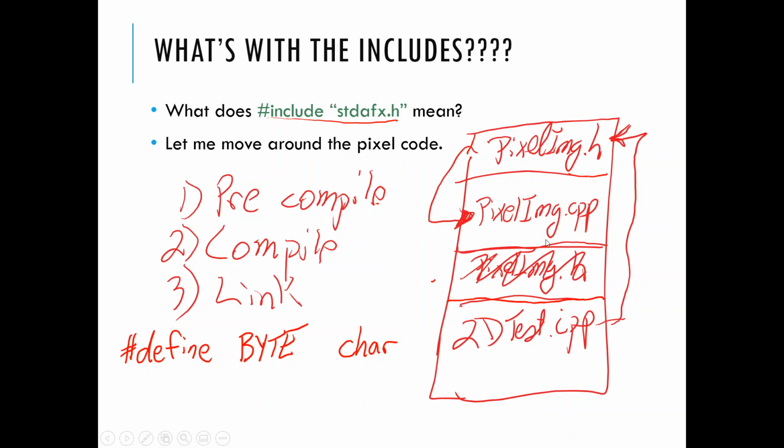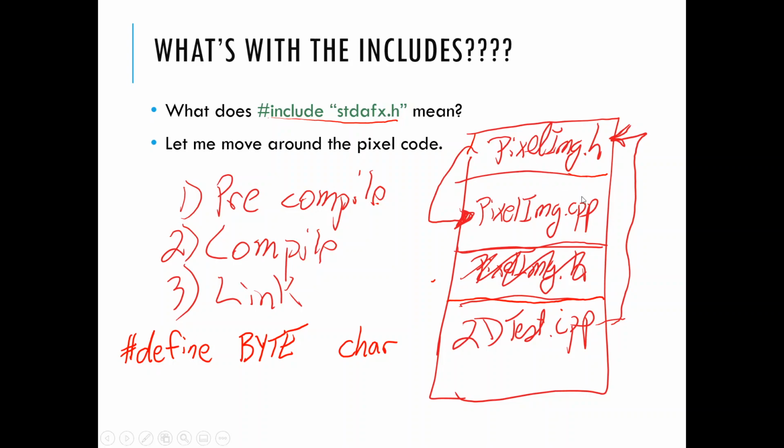What I don't want, and what I'm going to be producing at the very end, is one gigantic file with all my code in it. So if I include pixelimage.h here on top of pixelimage.cpp, and I also include it here on top of 2dtest.cpp, I'll have pixelimage.h twice. I would have it here, and I'd have it here. I don't want that. What I want is for it to be included once.